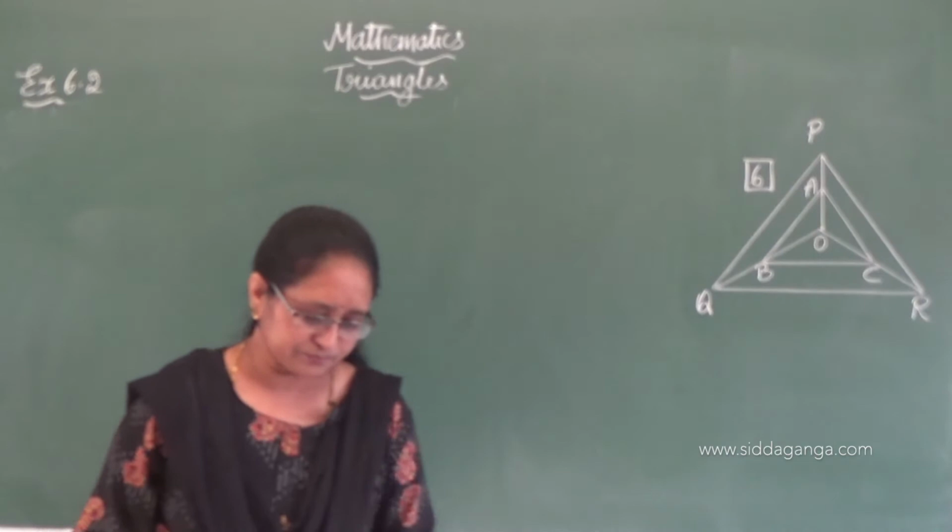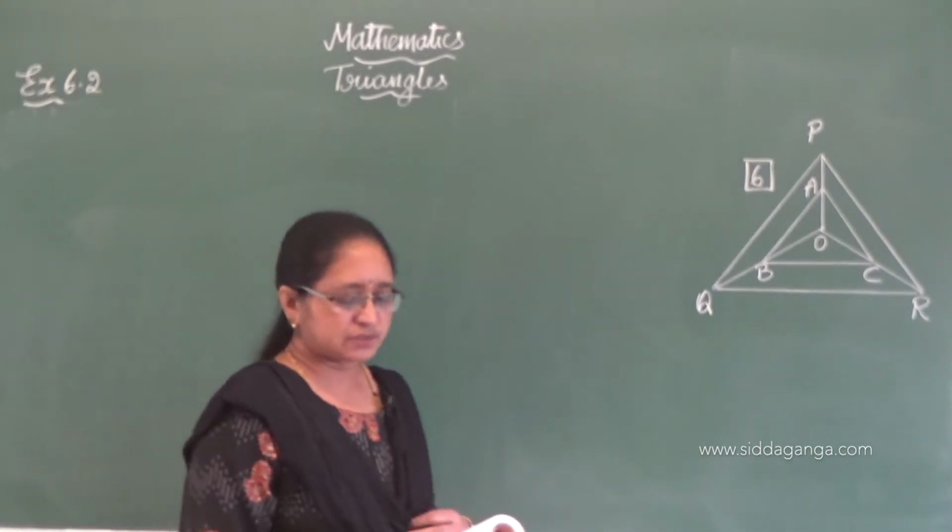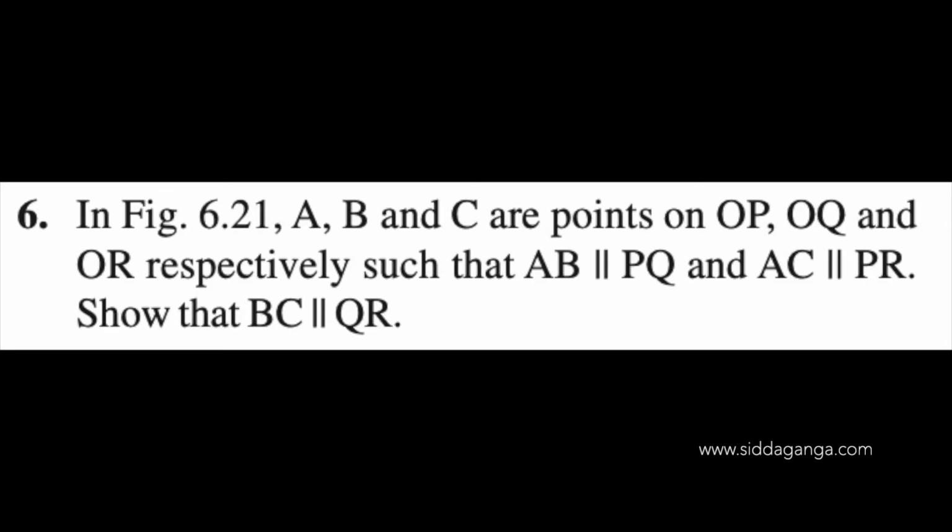Okay. Now, the sixth one, I am going to read the question for you. In the figure, A, B, C are the points on OP, OQ, OR respectively such that AB is parallel to PQ, AC is parallel to PR. Show that BC is parallel to QR.